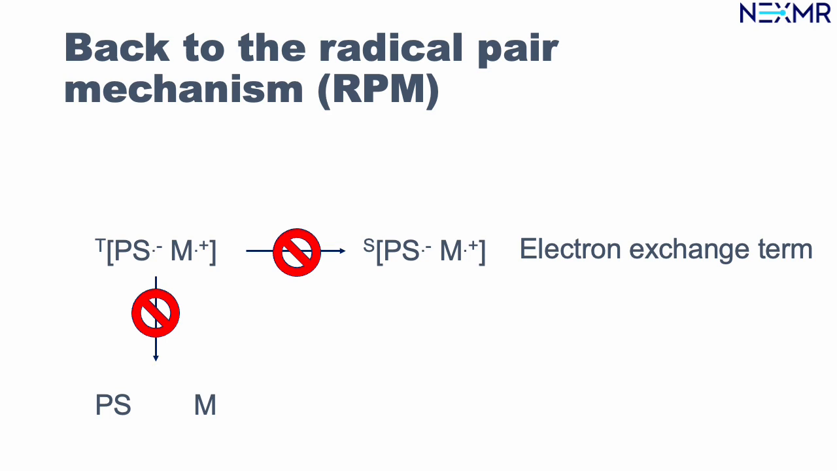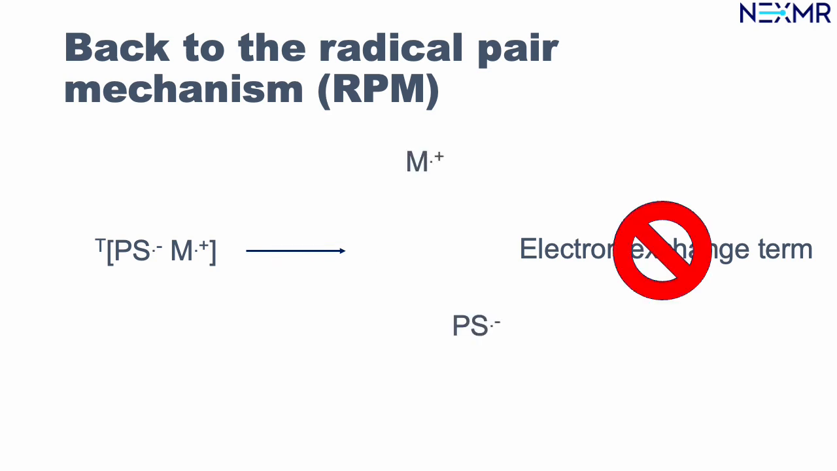So what happens is after a few nanoseconds, your radical pair diffuses apart. So each radical will diffuse apart in the bulk, and with the distance between the two radicals, the electron exchange term will vanish.